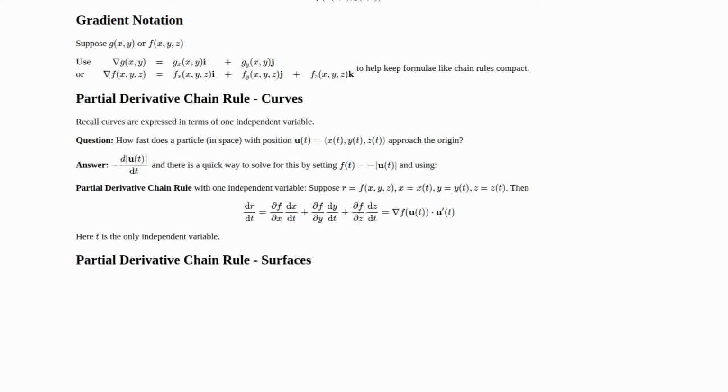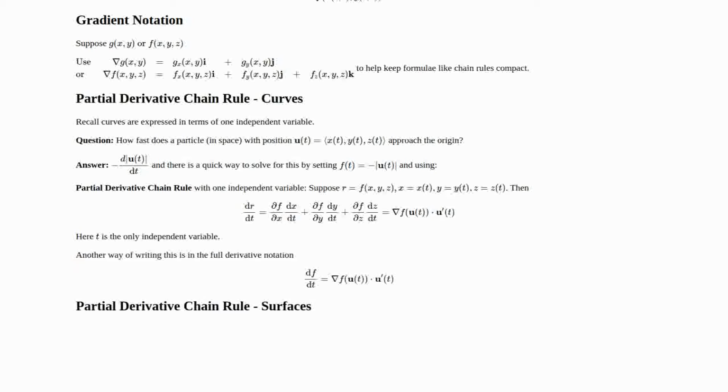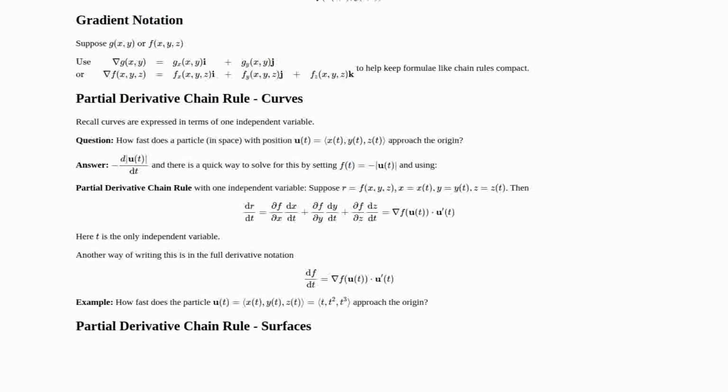And for this rule, it's important to see that there only is one independent variable, and that is t. Another way of writing this is in the full derivative notation, where we think of the total derivative of f of x(t), y(t), z(t) in t. So the derivative df/dt. And we write that as the gradient of f at u(t) dot product with the derivative of this vector u at t.